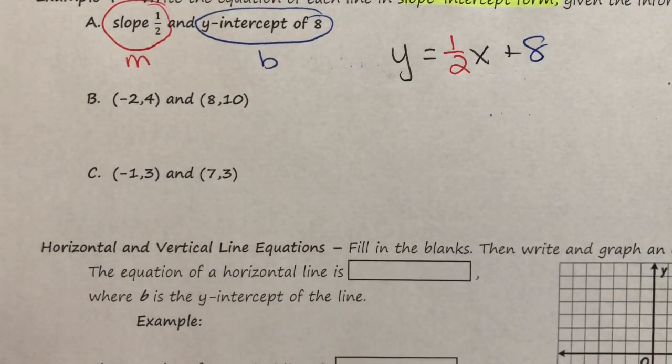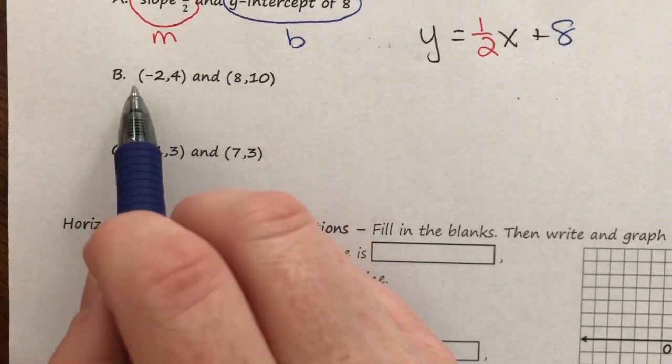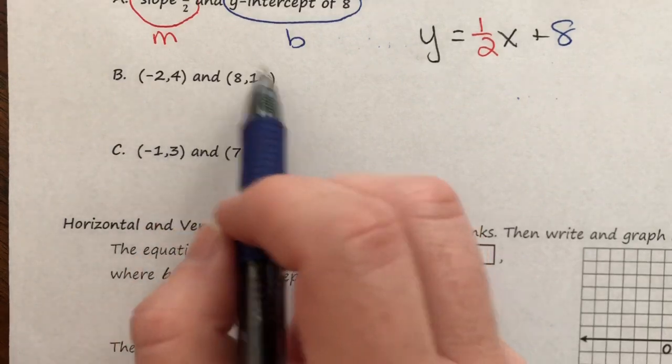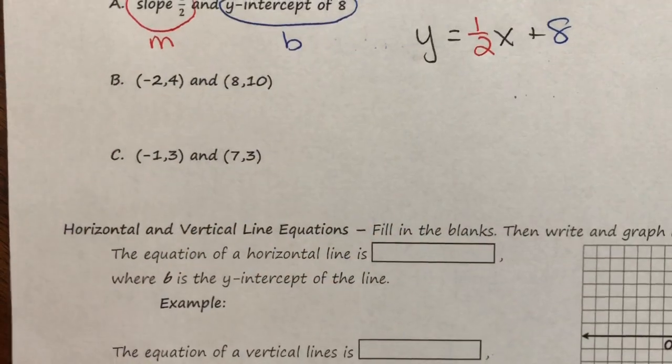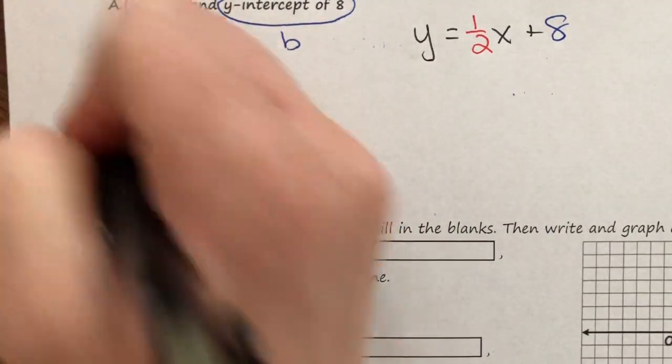Okay, second equation, second problem here. Oh, it doesn't give me m or b. Now it just gives me 2 ordered pairs. So step 1 is I have to find m.